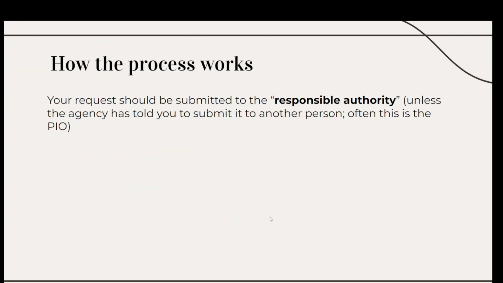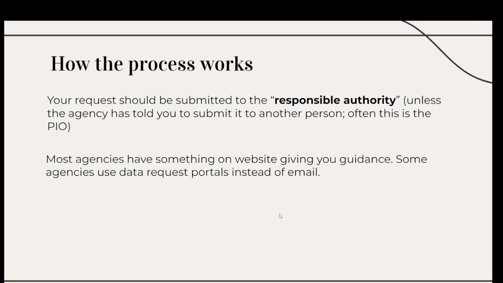Okay, so how the process works. Generally, and I think this is true in most states, there is a person at the agency who's kind of the responsible authority, or the person who is most knowledgeable about public records requests. For journalists especially, they might have a system where you have to go through the public information officer or some process like that, but you want to figure out what that process is. We're seeing a lot of agencies now starting to use data request portals instead of email, so you fill out an online form and hit submit. Whatever that process is, you want to understand that process before you jump in.